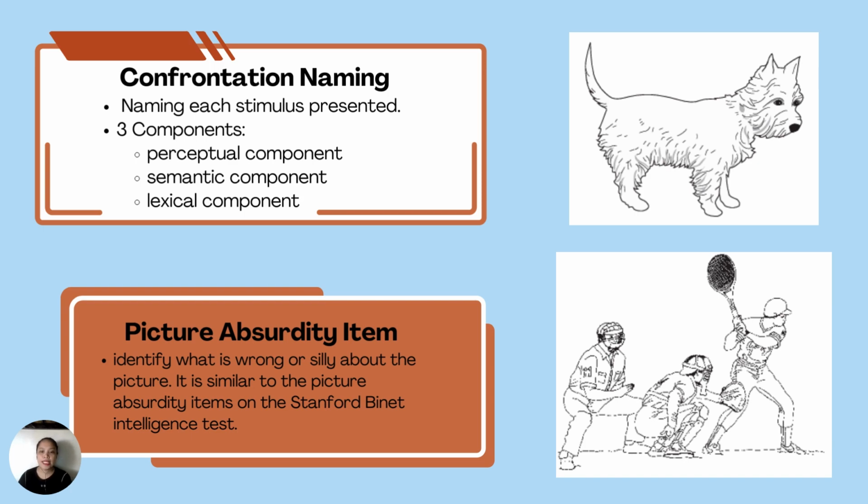The fourth one is the picture absurdity item. The pictorial equivalent of a verbal absurdity item, the task here is to identify what is wrong or silly about the picture. It is similar to the picture absurdity items on the Stanford-Binet intelligence test. As with the Wechsler-type comprehension items, this type of item can provide insight into the test taker's social comprehension and reasoning abilities.